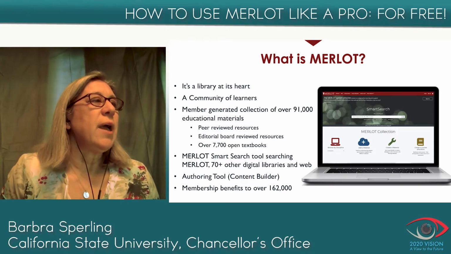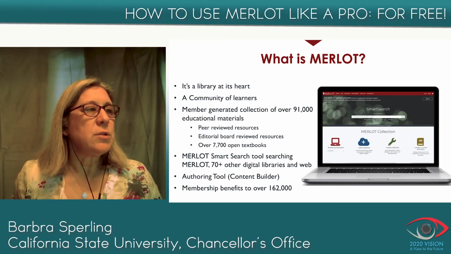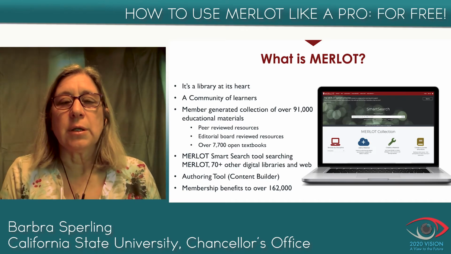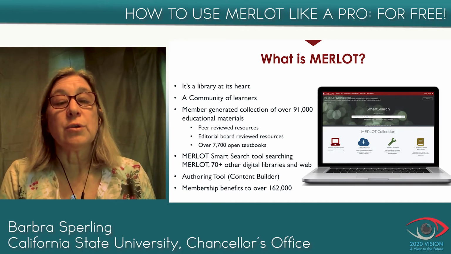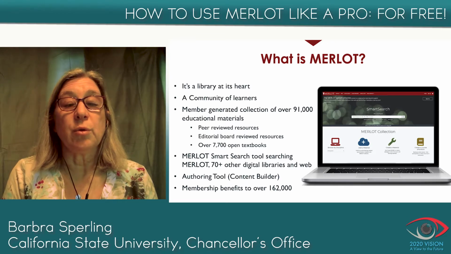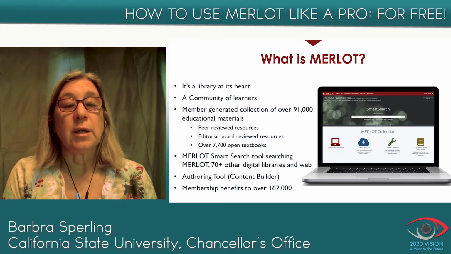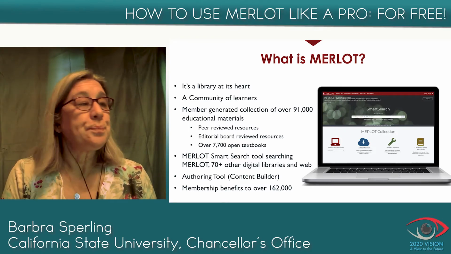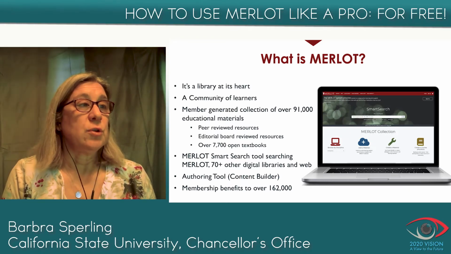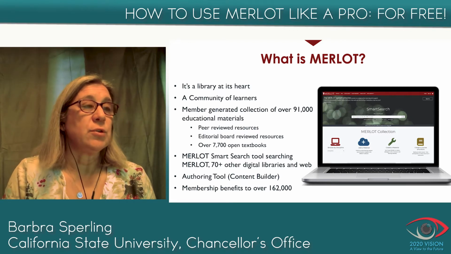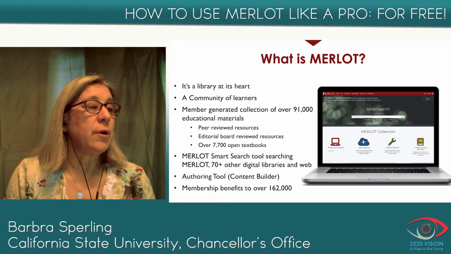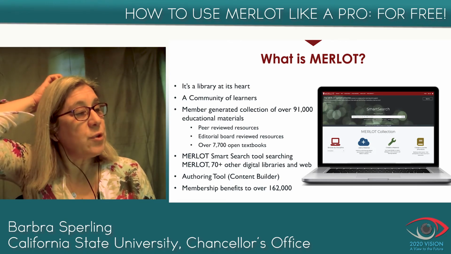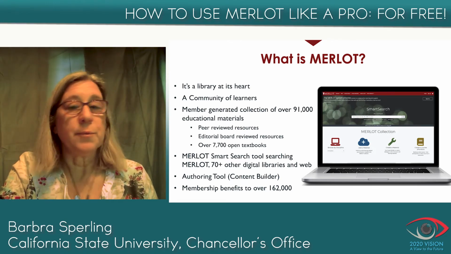As I mentioned, we have over 90,000 materials. What stands us apart from other collections or a Google search is that a lot of our resources are peer-reviewed. We have over 20 different editorial boards. And a big part of our collection is open textbooks. We also have a smart search tool that I'll talk about in a minute that searches not only MERLOT but other digital libraries. We have an authoring tool, and we have membership of over 162,000 people.